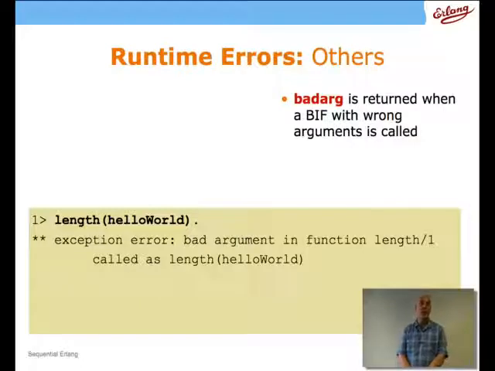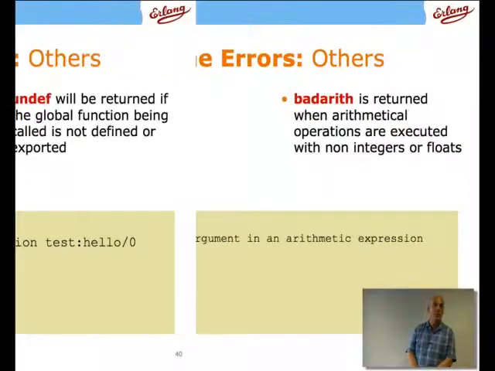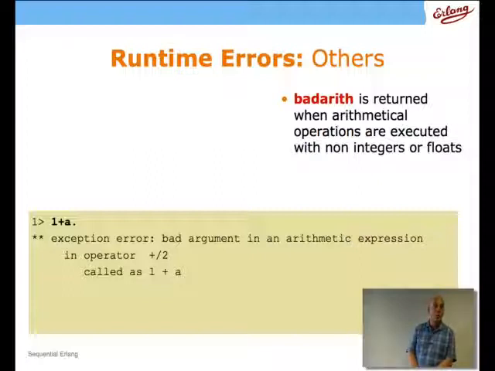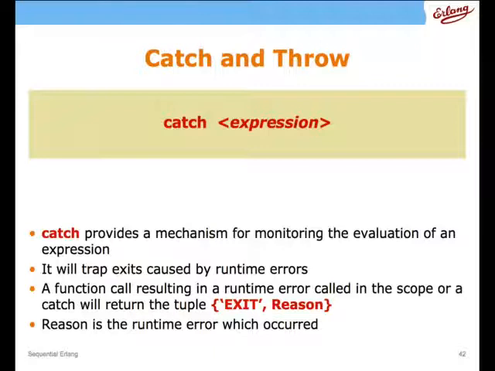Other things we can get: if you have a function which works over lists, for example, and you apply it to an atom, you'll get what's called a bad arg, a bad argument exception. And you see that for length. Length expects a list, it's been given an atom. It's possible to call a function that isn't defined, and that will give you a message saying precisely that that function isn't defined. It's possible to try to add an atom to a number, and what you get there is a bad argument in an arithmetic expression. So those are the sorts of errors that can get created in evaluating an Erlang expression.